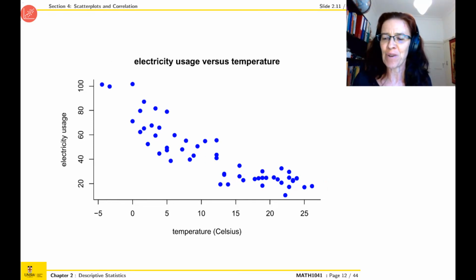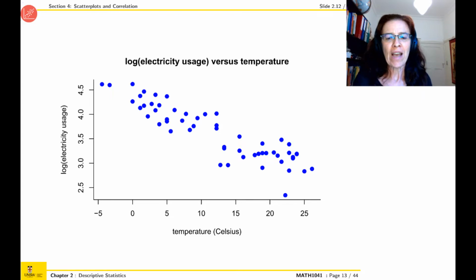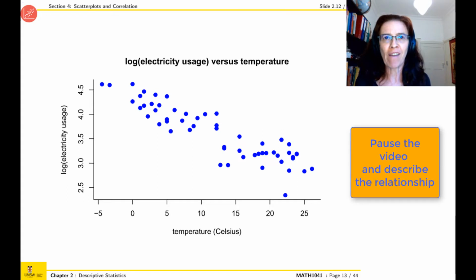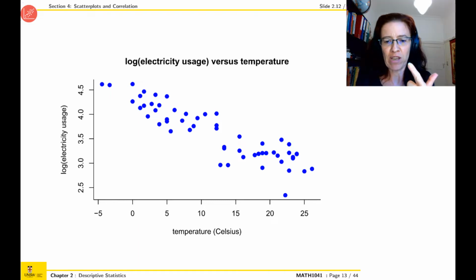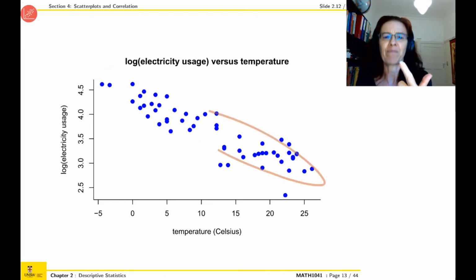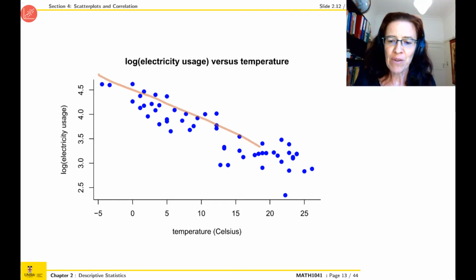Let's try another one. So now we see that we applied the log function to the electricity usage. Again, pause the video and try to remember what you need to write. So first, is there a relationship? Yes. Strong or weak? Fairly close to some line. Strong. Decreasing. And now it's linear.